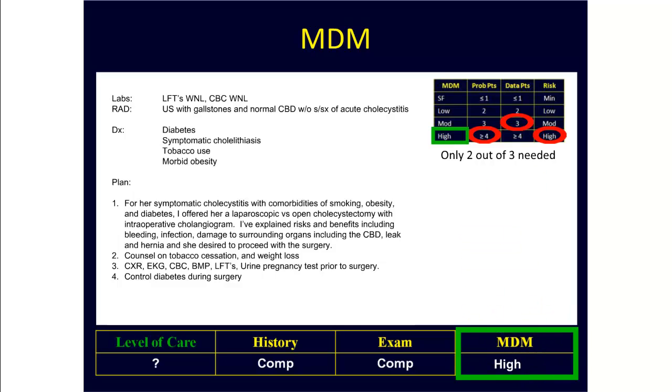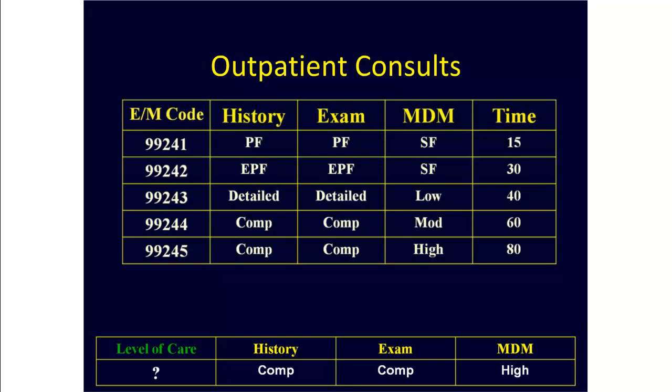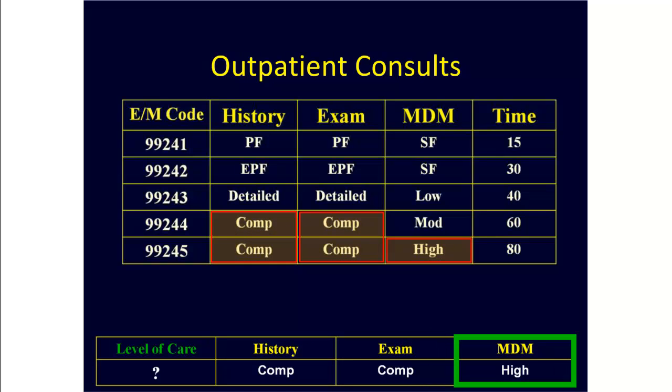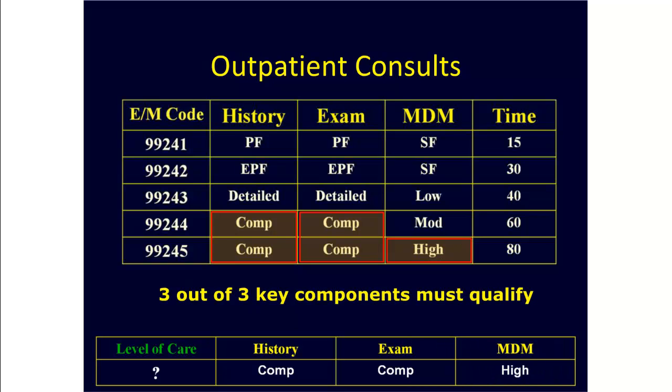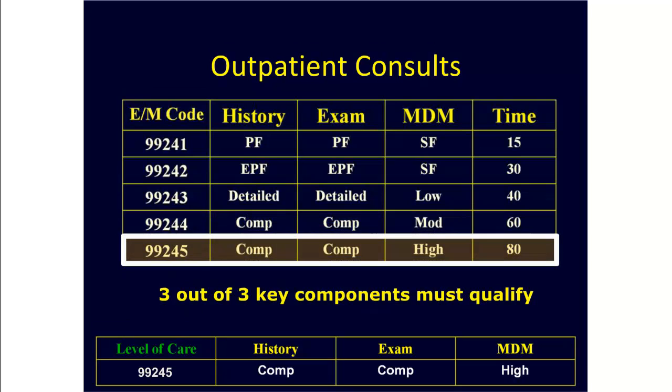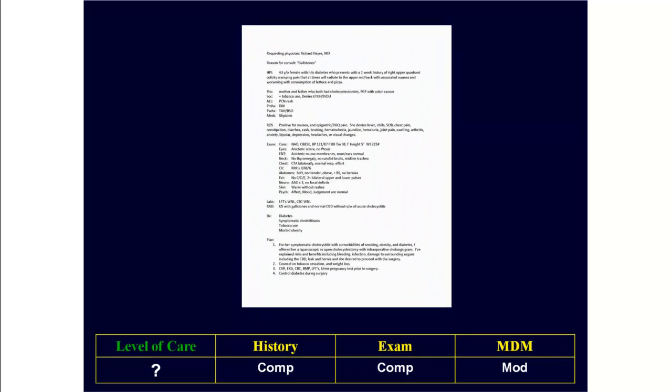Now that we know the key components, we can select the level of care. Here we have a comprehensive history, a comprehensive exam, and high complexity medical decision making. For consult services, all three key components are required, and in this case, all three key components point toward the 99245 level of care, otherwise known as a level 5 outpatient consult. When you put it all together, this is how the final note looks.